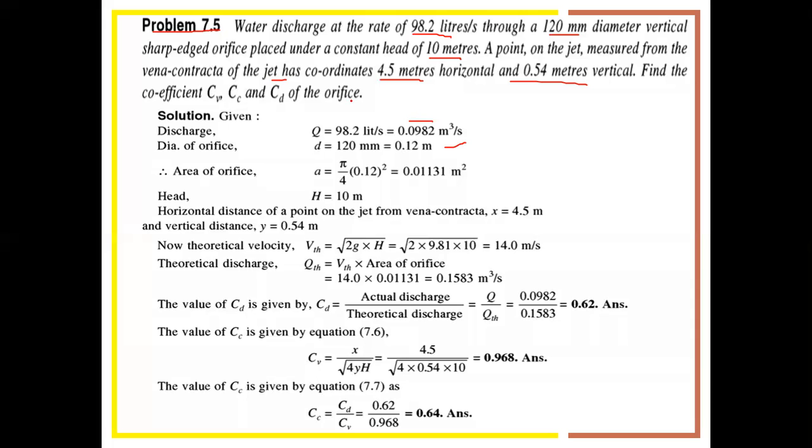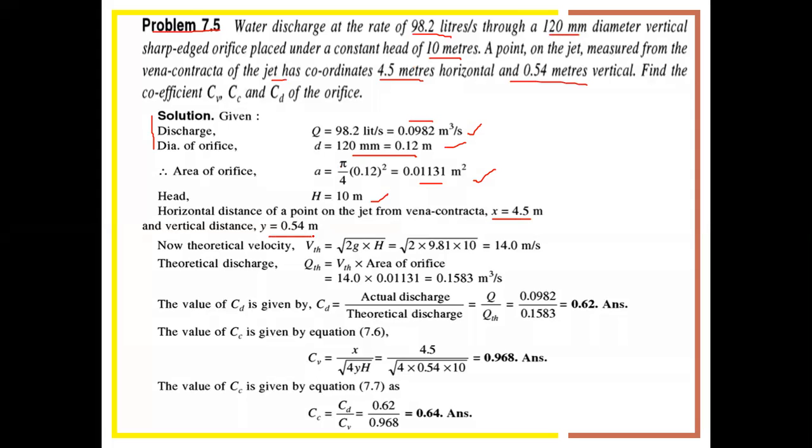Now we will see the solution. Write the given data first. The discharge Q is 98.2 liters per second, that is 0.0982 meter cube per second. The diameter of the orifice is 0.12 meter. The area of the orifice is pi d square by 4, that is 0.01131. The head is 10 meters. The horizontal distance X is 4.5 and Y is 0.54.